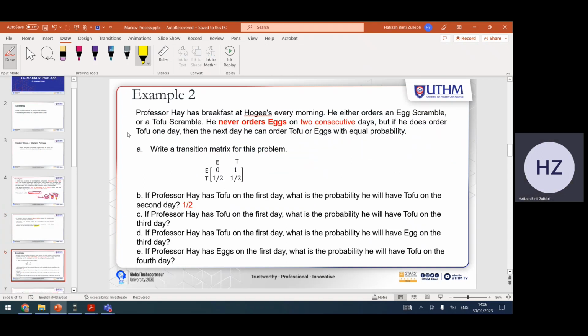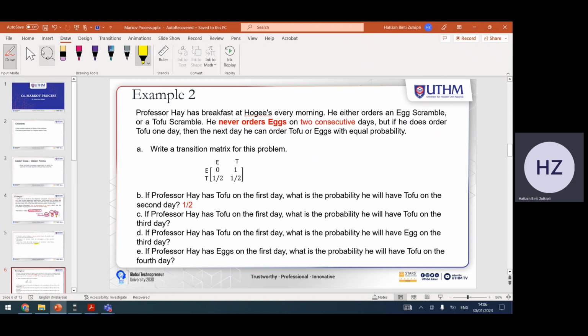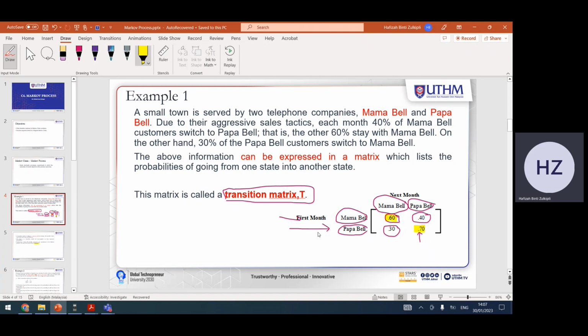Okay? So we see example 2 here. So what are the problems related to the Markov process? What is it that we want to see? So we want to see the probability of the occurrence for the next event. For example, in this example, we want to see the probability the customer from Mama Bell will switch to Papa Bell for the next 2 months, for the next 3 months, for the next 4 months. Because the initial transition matrix only provides you the transition from the first month up to the next month. And then we can actually find the probability from the first month to the next 2 months, to the next 3 months, to the next 4 months. So that is what we want to solve in the Markov process.